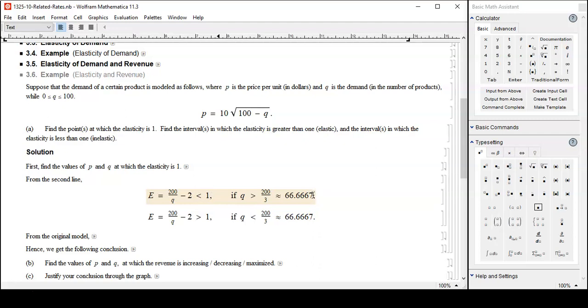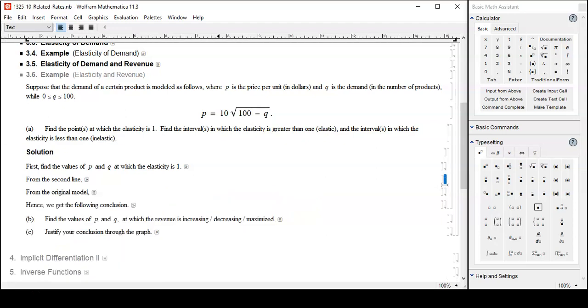So when Q is greater than that, E is less than 1, and this is for E is greater than 1. Solving algebraically. It would have been a little bit easier if you just plug in numbers.